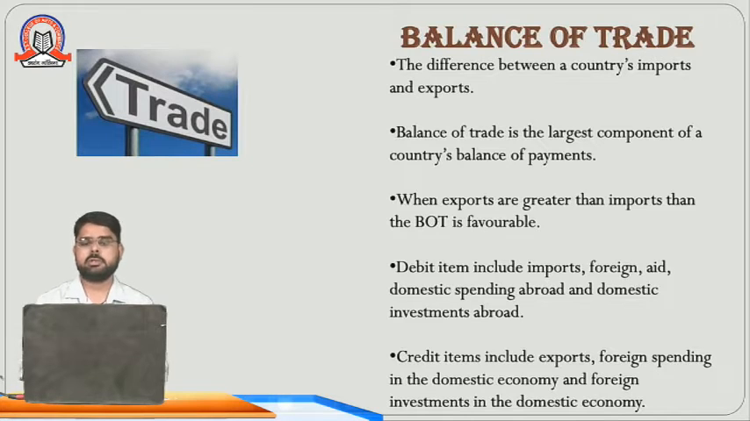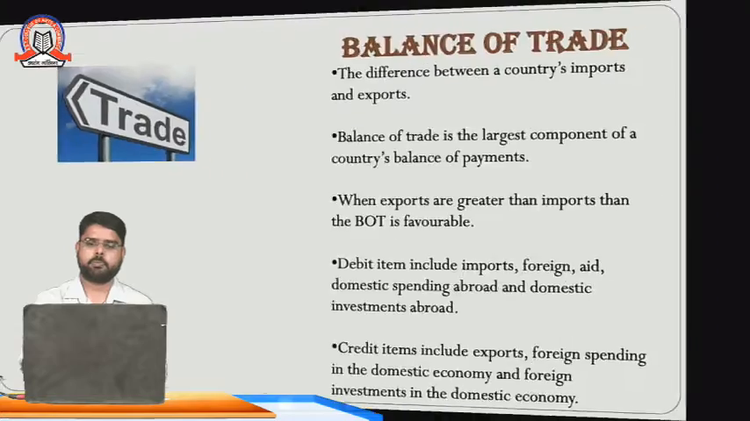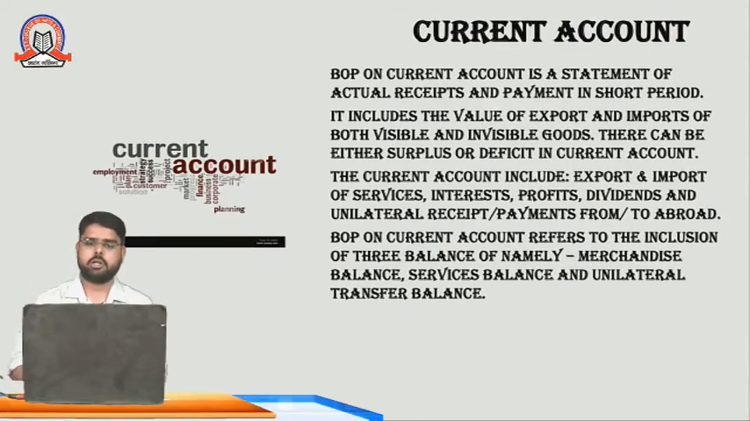Debit items are whatever India's expenses are. For example, when India is importing goods from other countries, domestic spending abroad, domestic investment abroad, etc. And whatever the incomes of India are: exports, foreign spending in the domestic economy, foreign investment in the domestic economy, etc. So the next slide is the current account.